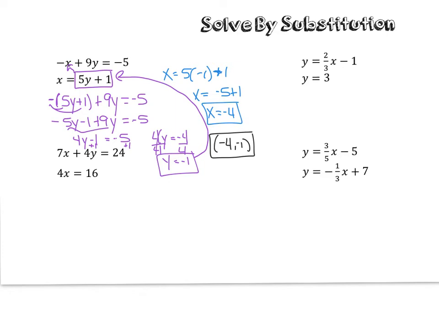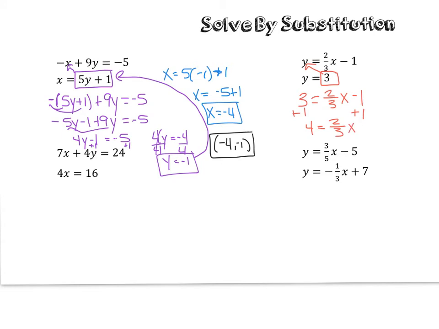Okay, this next one also looks a little funny. They're both solved for y. That's okay, we're still going to substitute. So we're going to take this y and substitute it in for the first y. So 3 equals 2/3 x minus 1. So we will add 1 to both sides. So 4 equals 2/3 x.